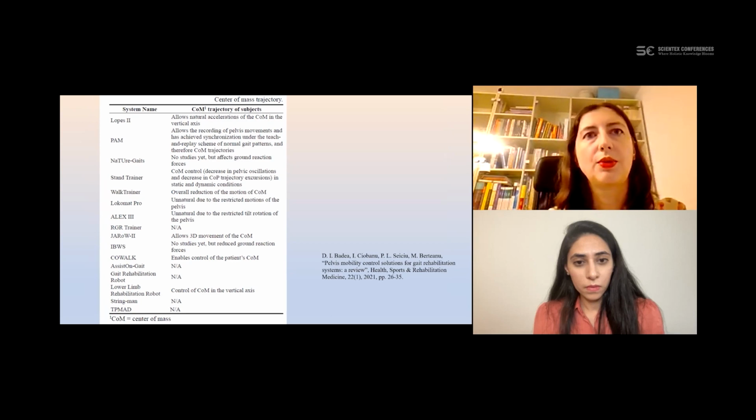Lopez 2, PAM, 02, COAC, and Lower Limb Rehabilitation Robot partially provide the control of center of mass by reducing the trajectory excursions in some axes, but not all.